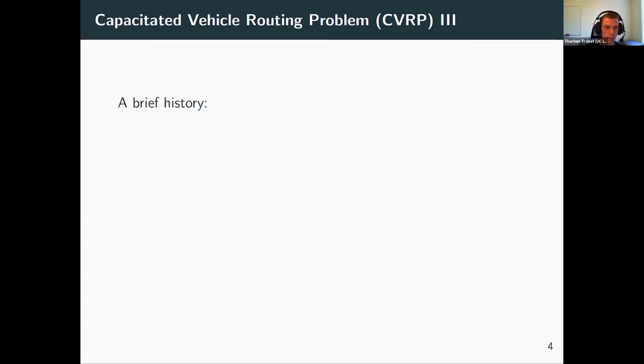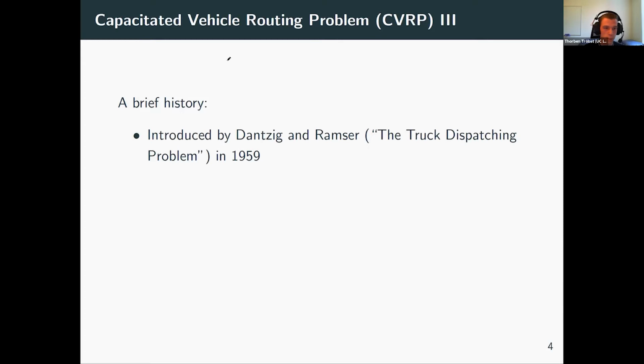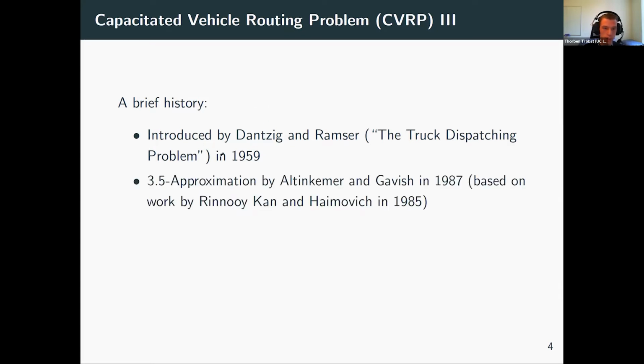To give a short history of this problem, it was introduced by Dantzig and Ramser in a paper titled The Truck Dispatching Problem back in 1959, where they used integer programming to solve some very small instances. There's an approximation algorithm for this problem, a 3.5 approximation, by Altinkemer and Gavish from 1987. This is based on prior work by Haimovich and Rinnooy Kan from 2 years earlier, which considers the case where the demands of all vertices are the same.